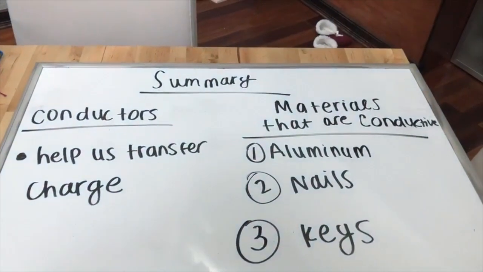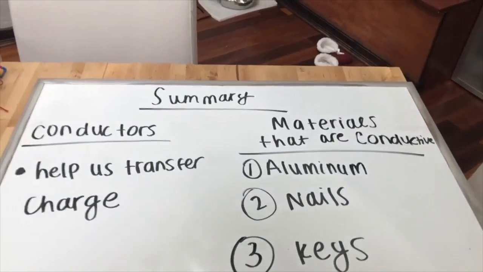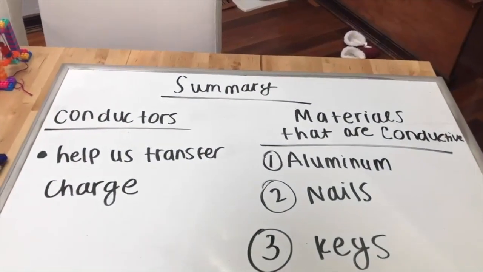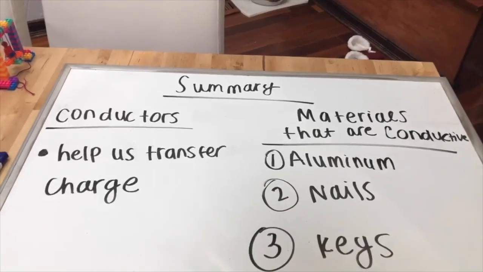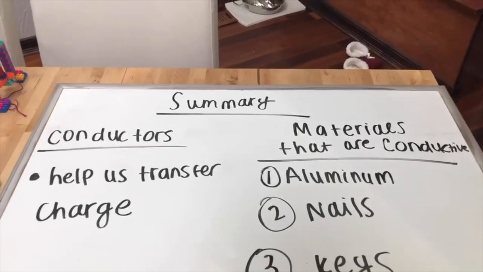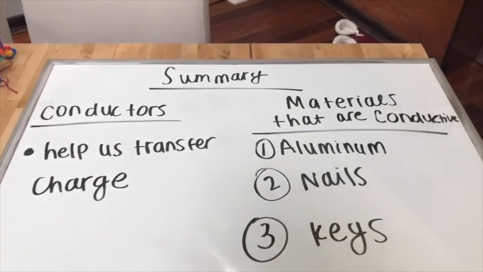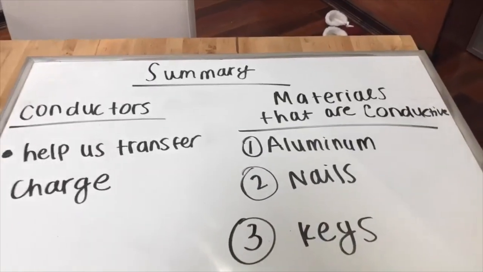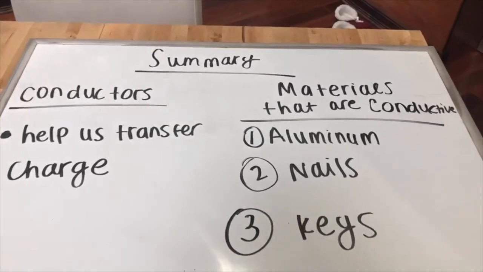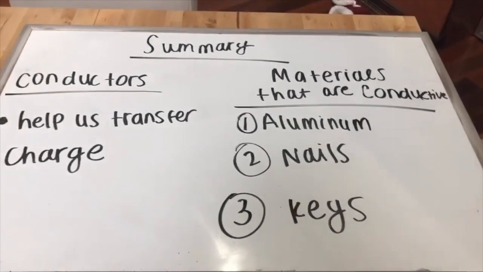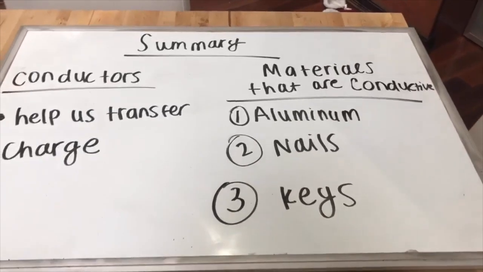And to summarize our conductors, we learned that conductors can help us transfer charge because that would be the example of using it to shock someone, which is also the basis of a lot of electricity, which you will learn later in the quarter. And the materials that are conductive include aluminum, nails, like for construction, and keys. These are all materials that can transfer charges.